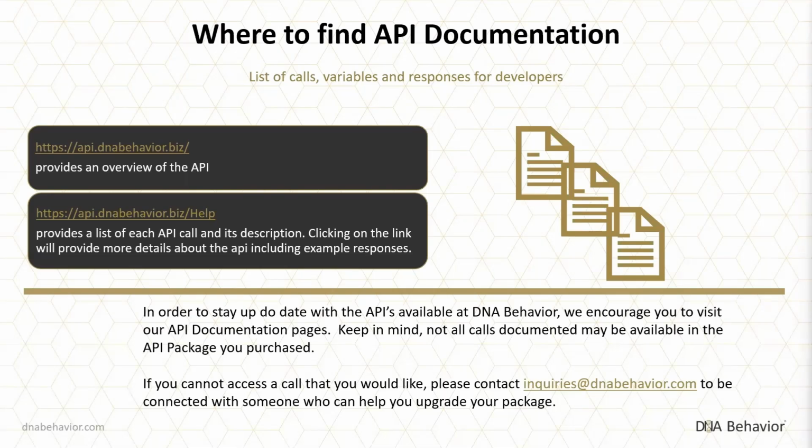If you can't access a call, you can contact inquiries@dnabehavior.com to see if you just need to upgrade your package. So if you see something on that site that you don't have access to, it could be that that's just not been included in your pack. So if you need those insights or would like to have those insights, you can speak to our team about how to get those included.